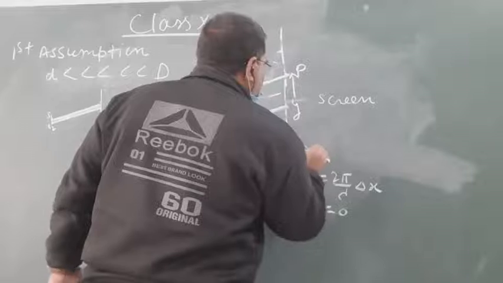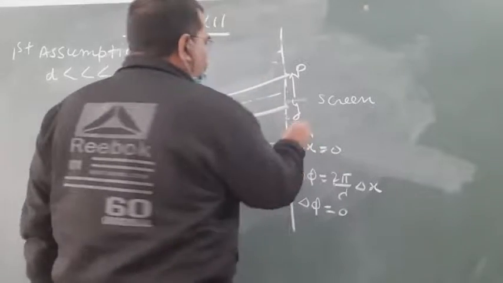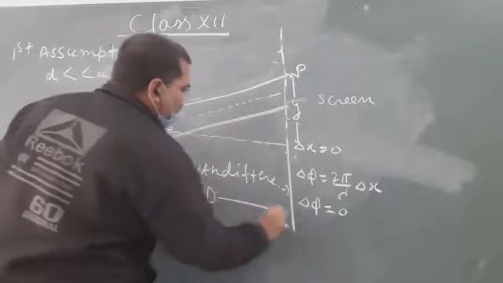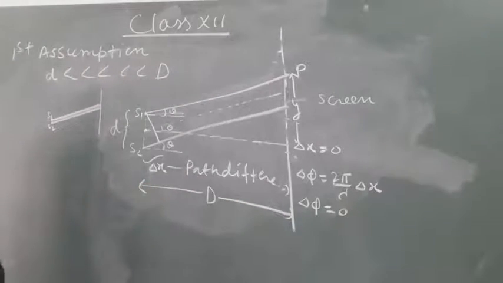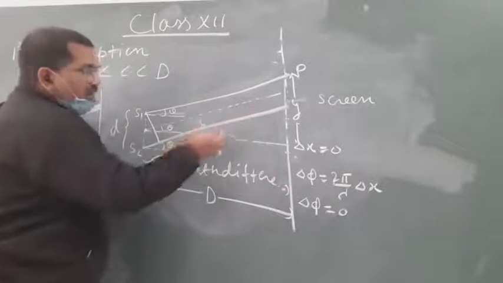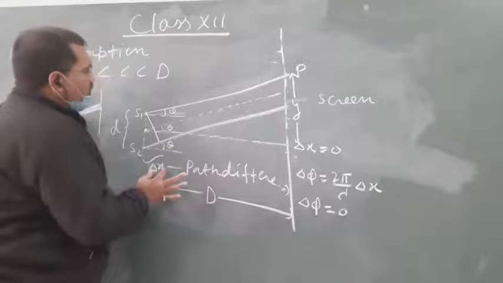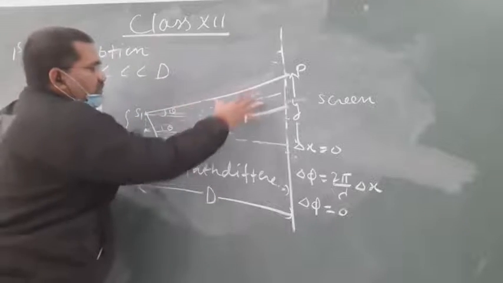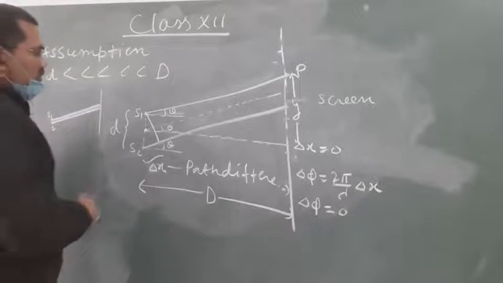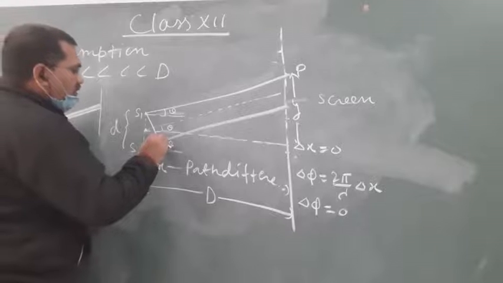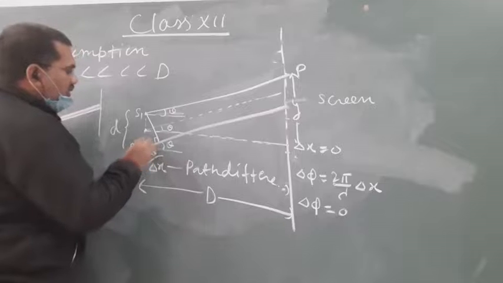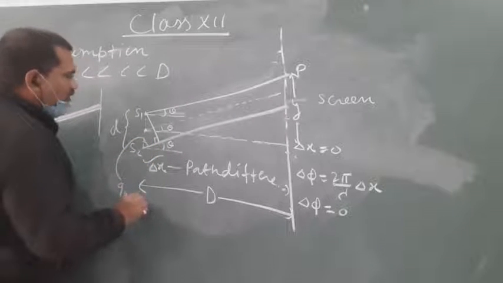This is the central maximum, delta x equal to 0, and this is y, and this distance is d. So this wave travels an extra delta x with respect to this wave. So delta x is the path difference between two waves. This is theta, this is 90 degrees, so this is 90 minus theta, and so this would be theta.